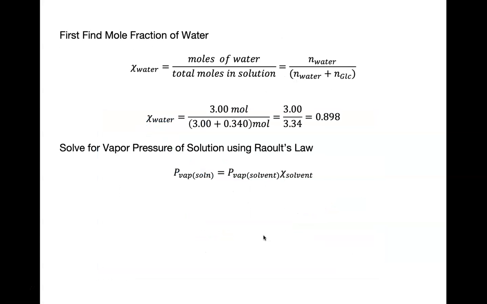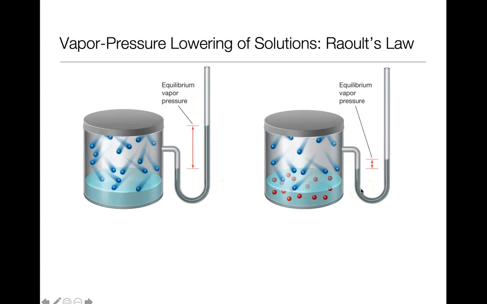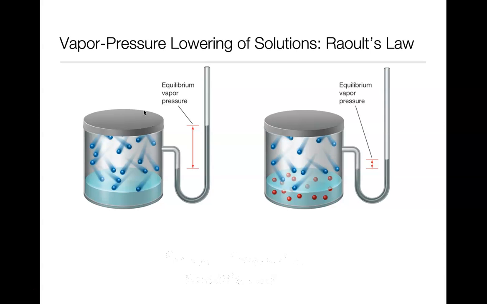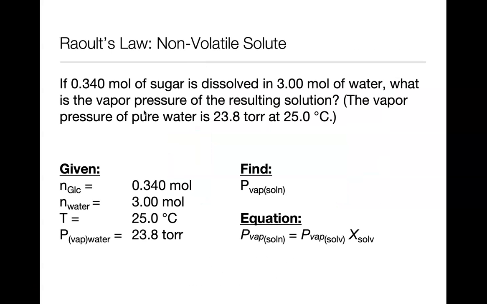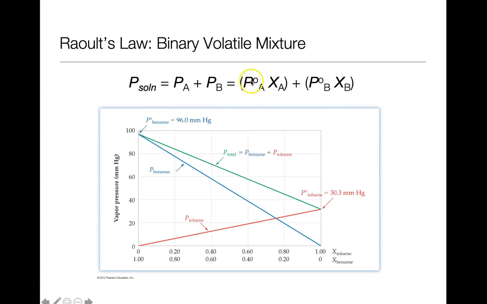So in that example we had back here, we were looking at sugar. Sugar is glucose, which we saw a couple slides back is not volatile. The way we used the Raoult's law equation in the last problem was assuming a non-volatile solute. But what happens if we have a volatile solute mixed with a volatile solvent? Well, actually, the equation is pretty much identical.